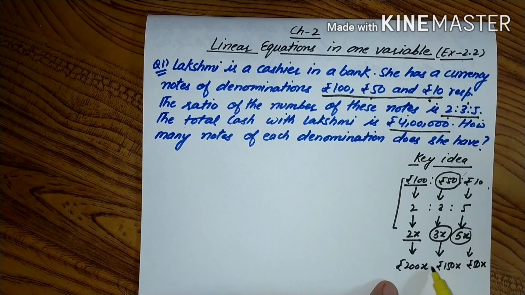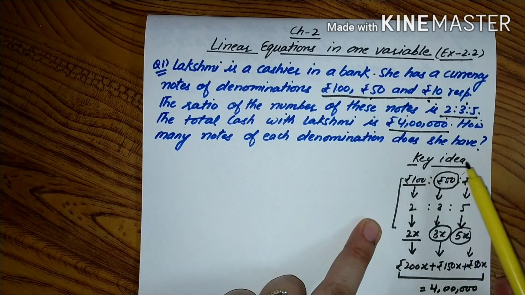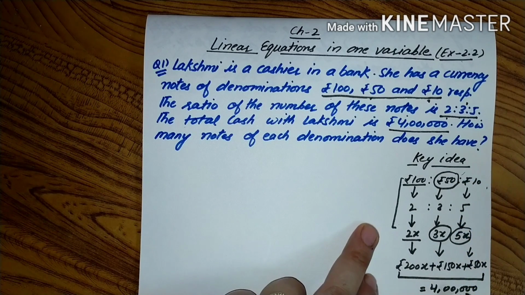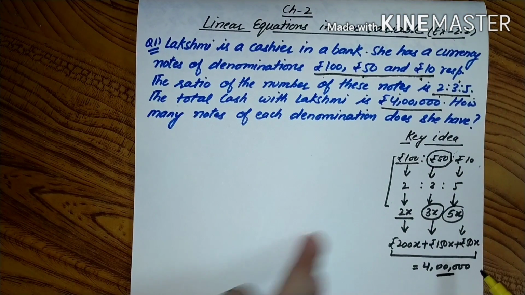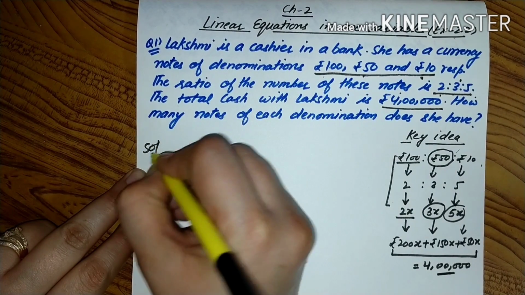When we add them we will get the total cash, and the total cash given to us is 4 lakh. So from there we will get the value of x, and then we will get the number of notes of each denomination she has. So this was the key idea, how we will understand the statement. Now let us proceed with the solution.